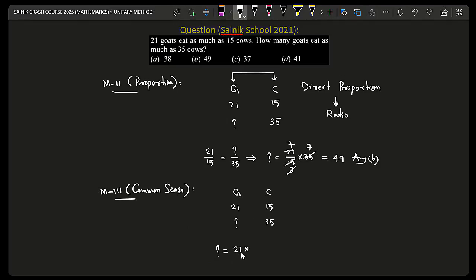Now, use your common sense. 21 goats eat as much as 15 cows. How many goats are going to eat as much as 35 cows? It will be more answer or less answer. So, more answer. That means we are going to write more by less or less by more. So, more by less. So I should write 15 by 35 or 35 by 15. So, 35 by 15.